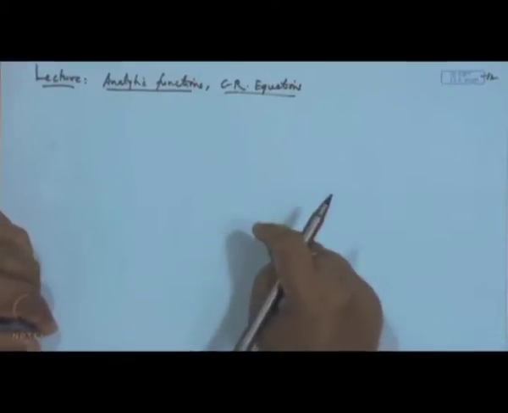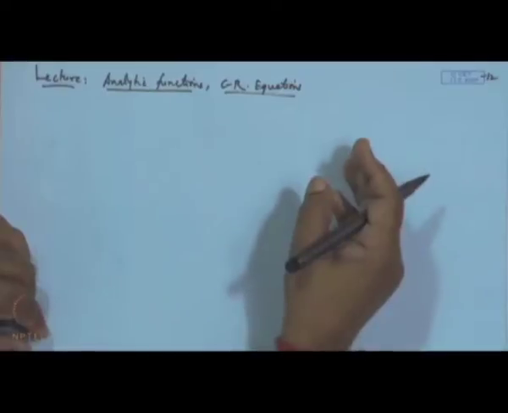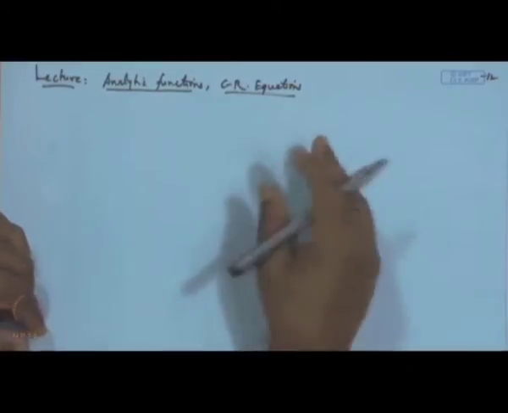Now, if the limit does not exist, or the limit exists but differs from the functional value, then the function will not be continuous. Or if the function itself is not defined at the point z naught, then also it will be a discontinuous function. So, let us take example 1 for continuity first.